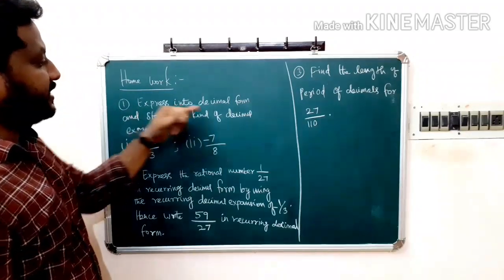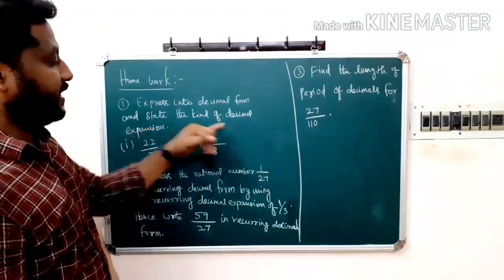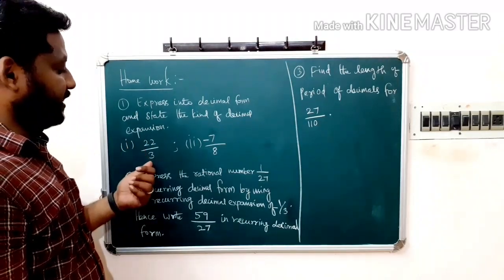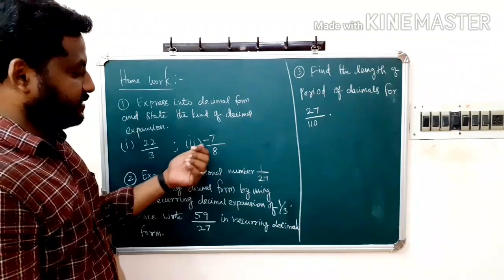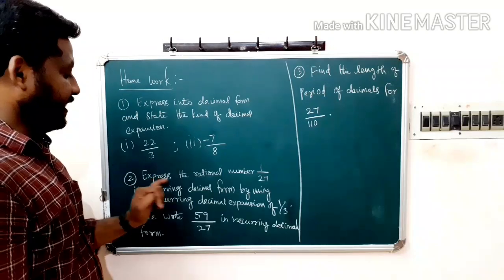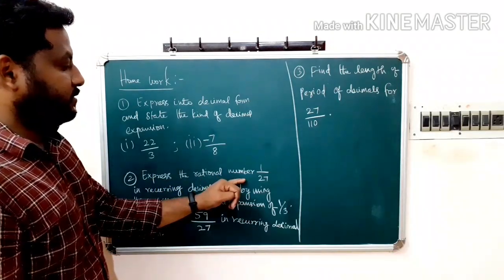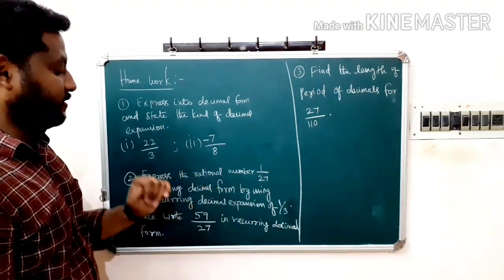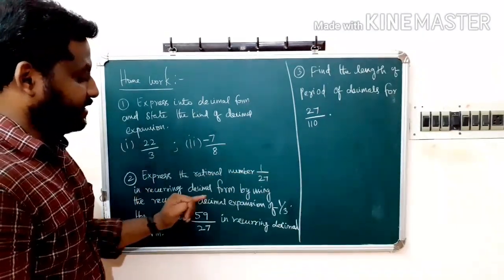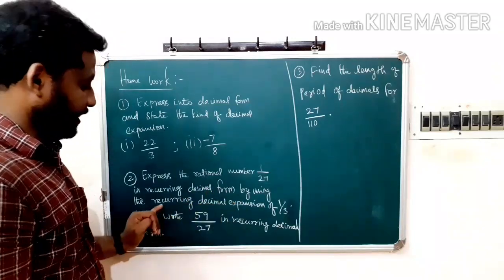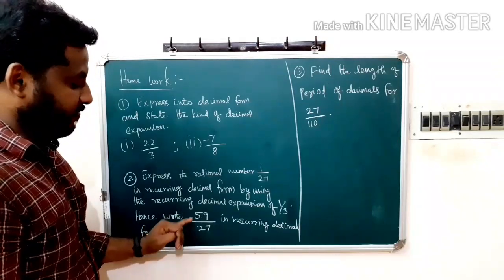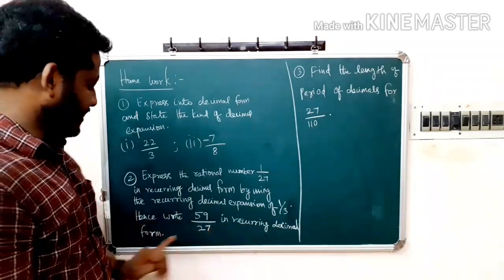First question: express in decimal form and state the kind of decimal expansion. The first one is 22 by 3. The second one is minus 7 by 8. Then the second question: express the rational number 1 by 27 in required decimal form by using the decimal expansion of 1 by 3. Hence, write 59 by 27 in required decimal form.